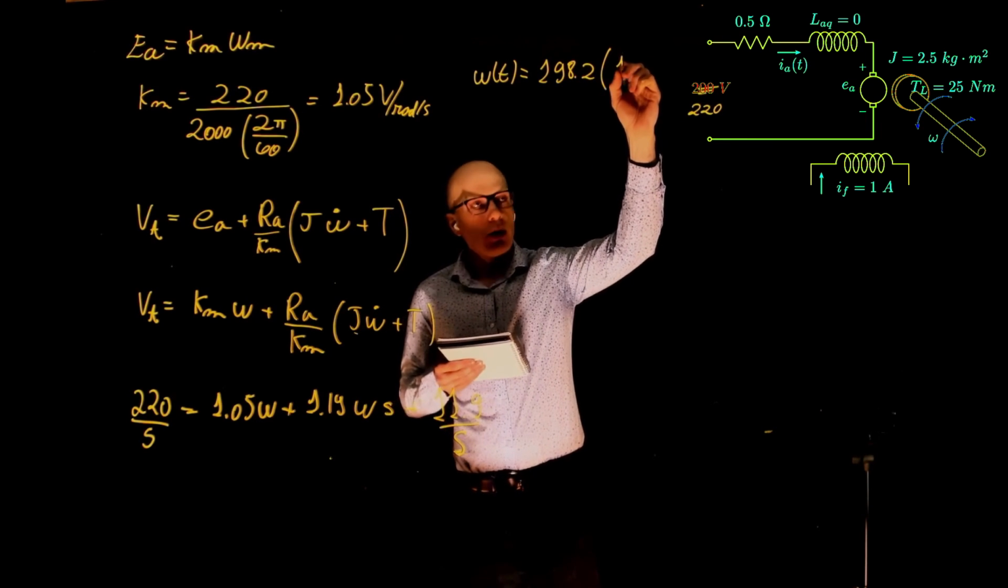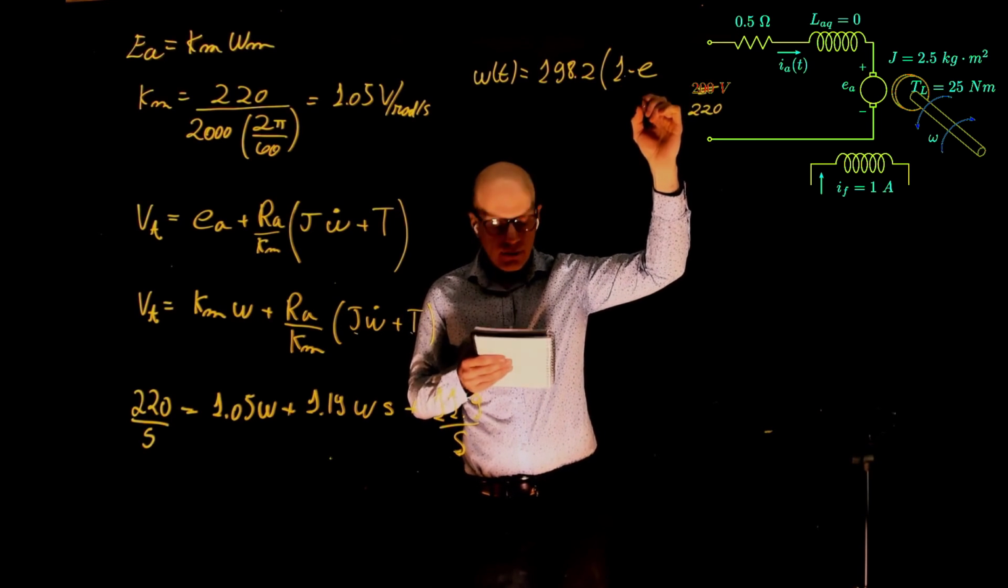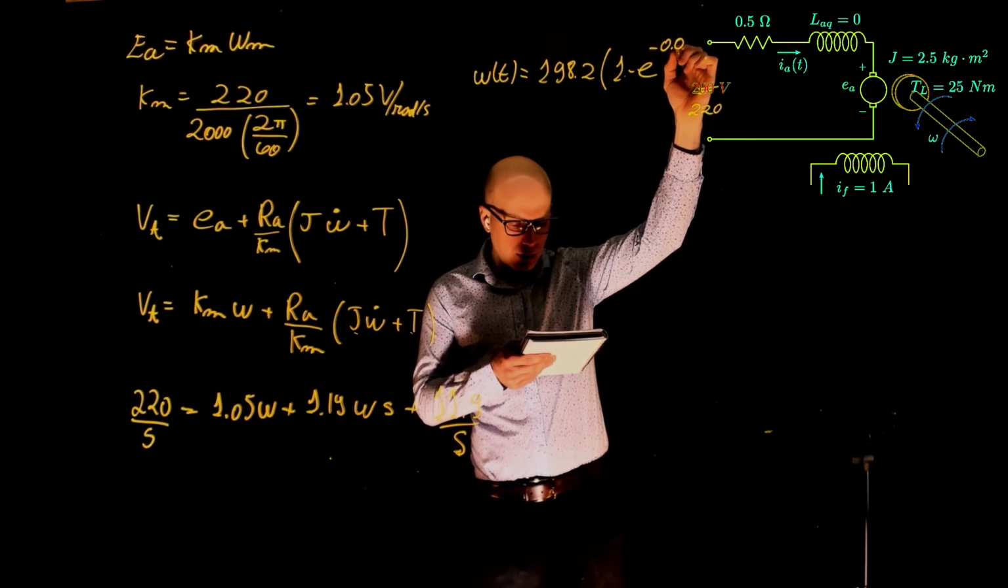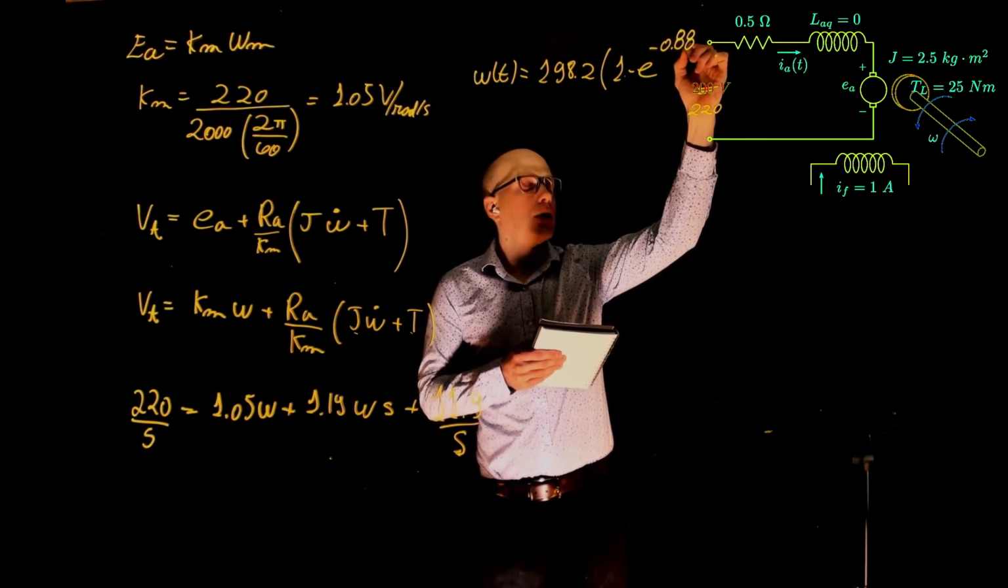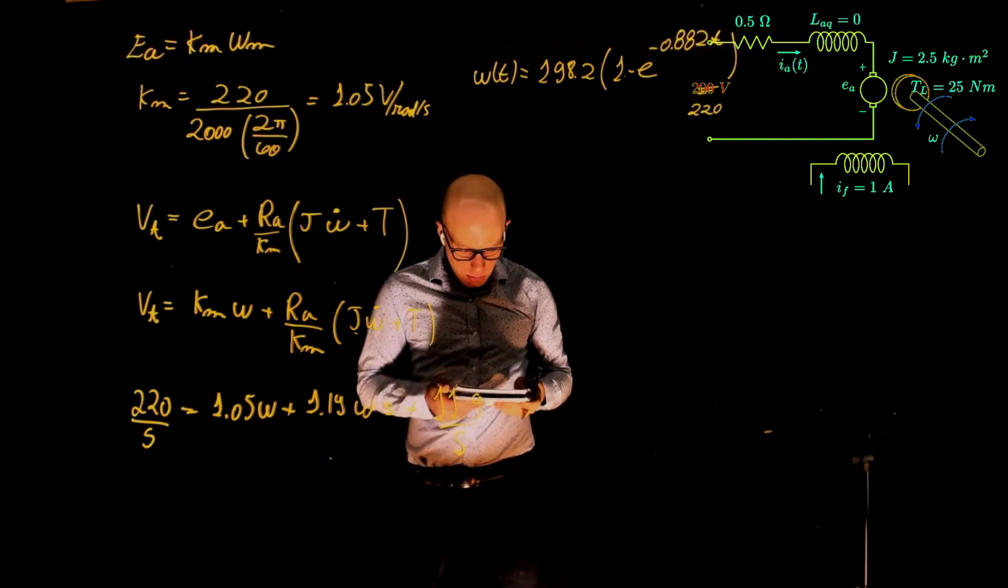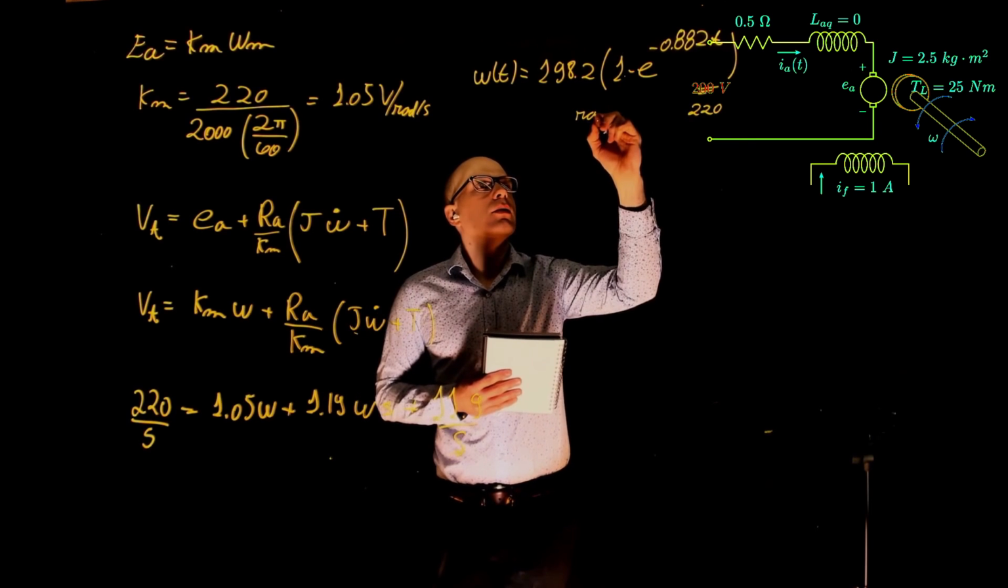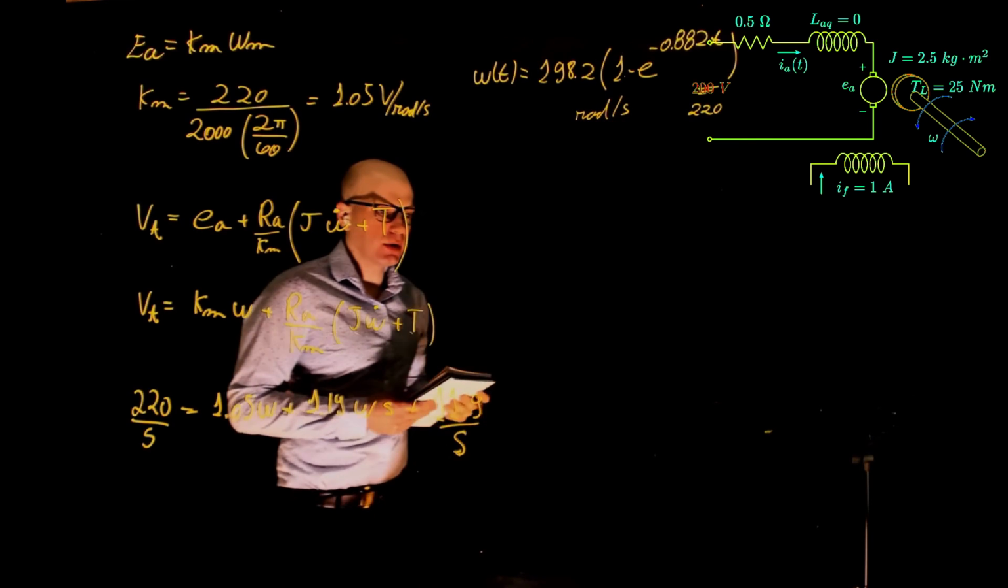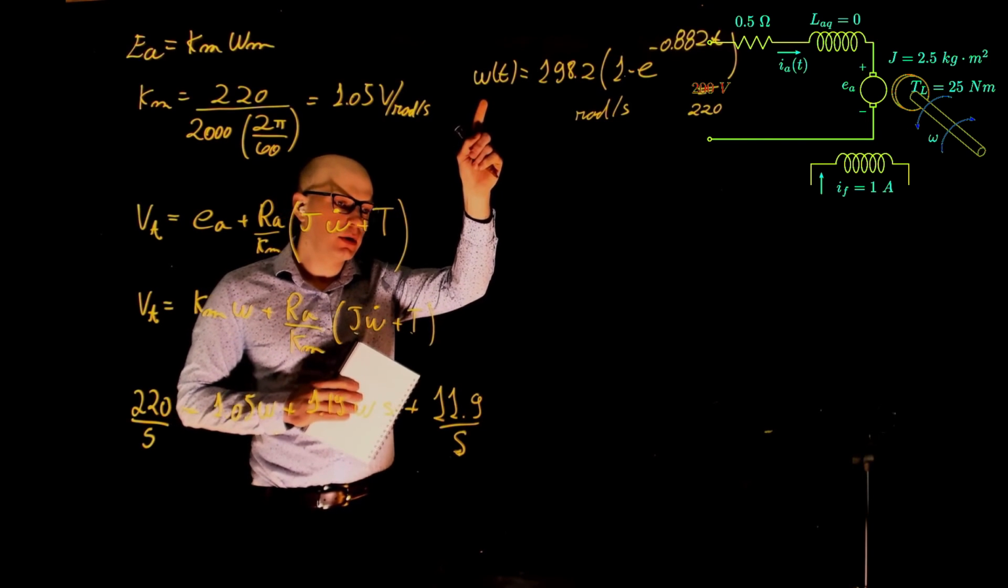198.2 times 1 minus exponential of negative 0.882 t radians per second. So that's the equation for the speed.